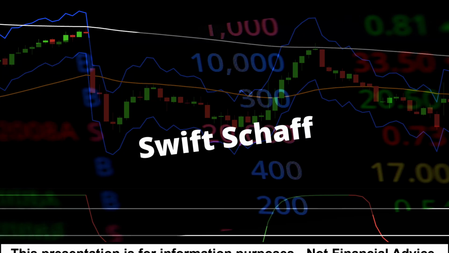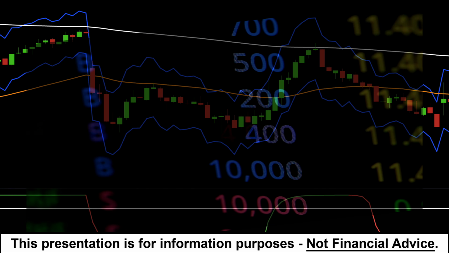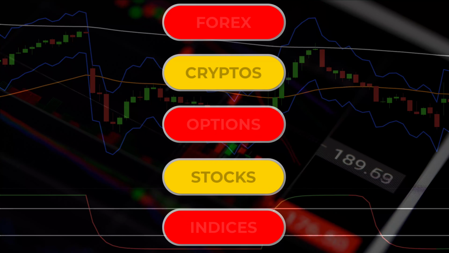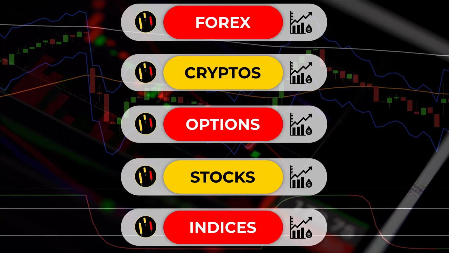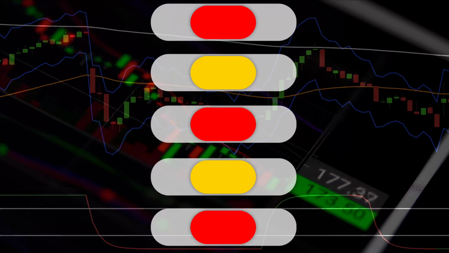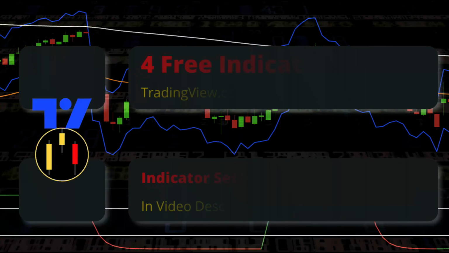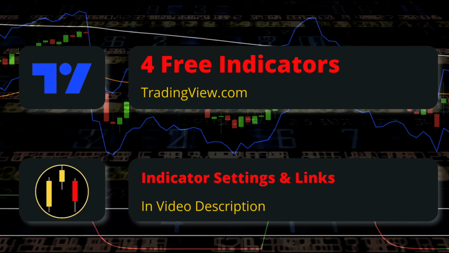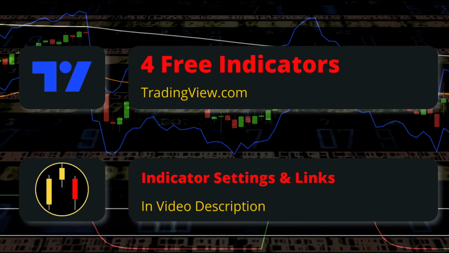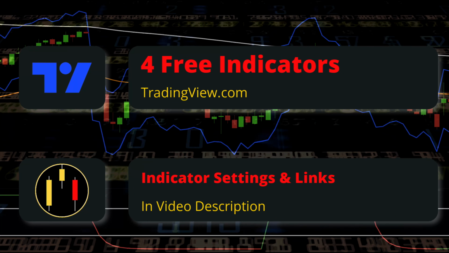This system is called Swift Schaff. And like most trading systems, it can be adapted to Forex, crypto, options, stocks, indices, or any instrument that has significant volume and market participants. This trading strategy utilizes 4 free TradingView indicators. As always, links and settings to all indicators are listed in the description.